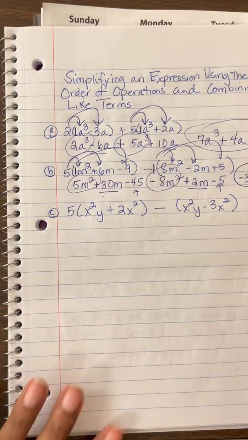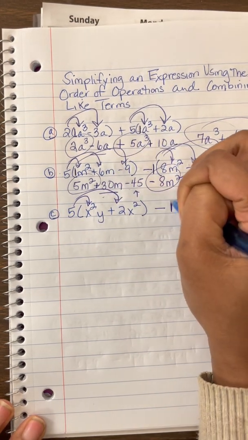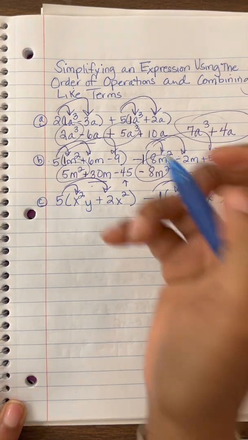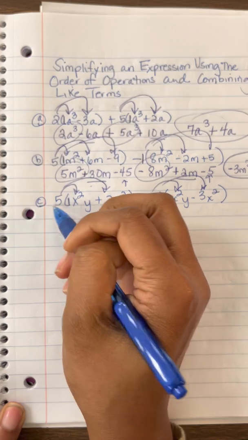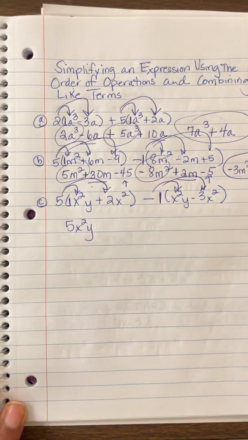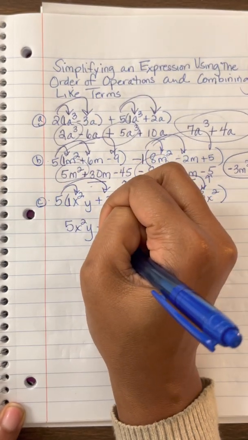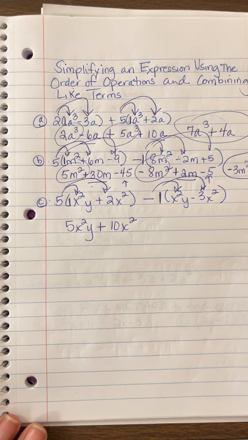Okay. And lastly, I want to take this 5 all the way through, and this is an understood 1. If you don't see anything, it is a 1. Okay, so 5 times x squared is 5x squared y, because 5 times 1 is 5, and bring down your x squared and your y. Okay, a positive times a positive is a positive. 5 times 2 is 10, and bring down x squared.